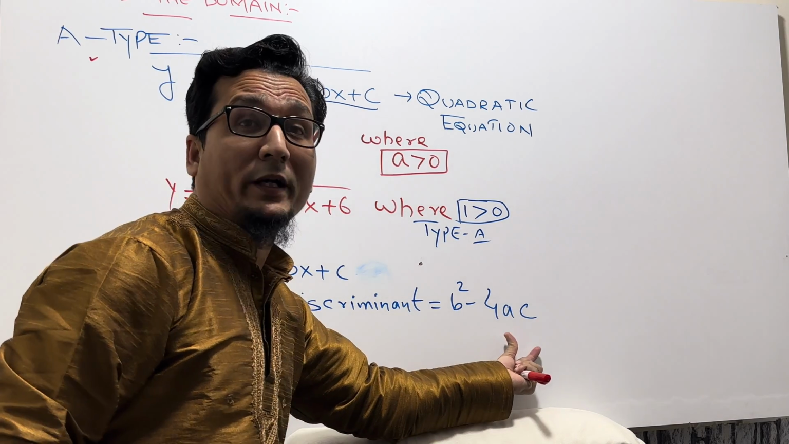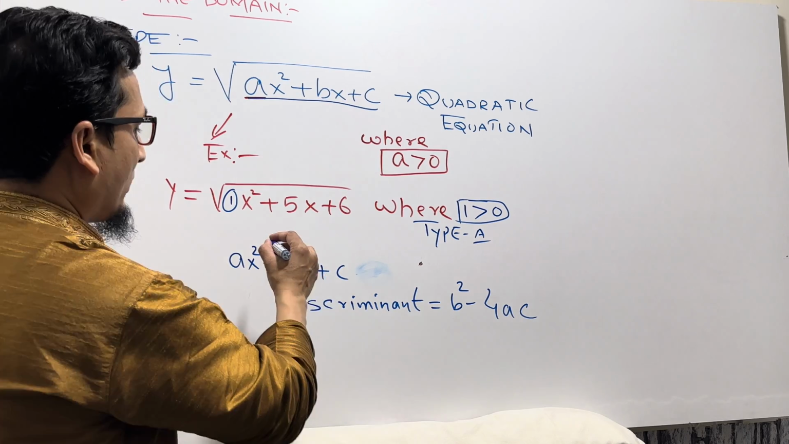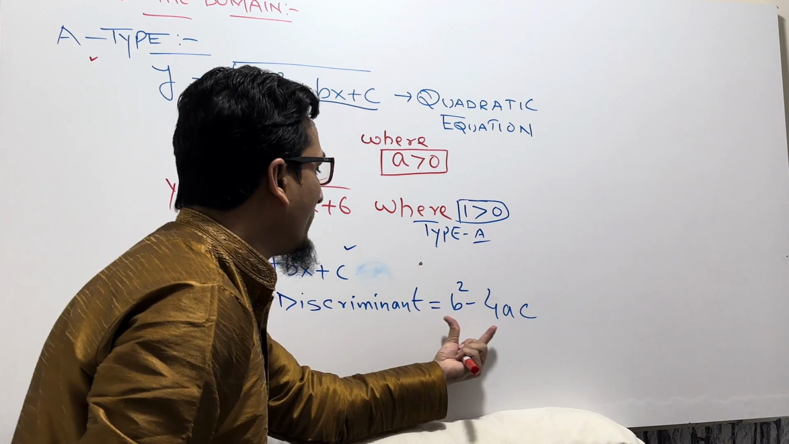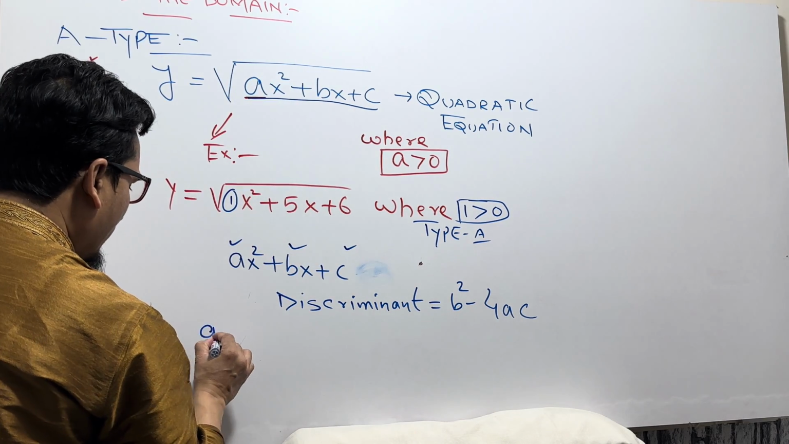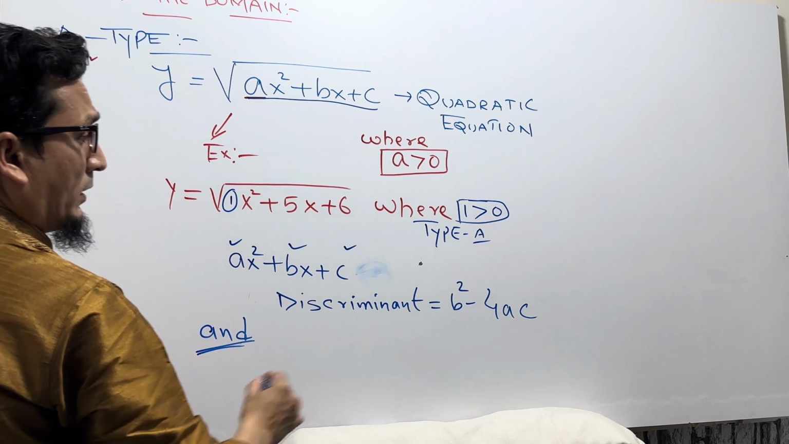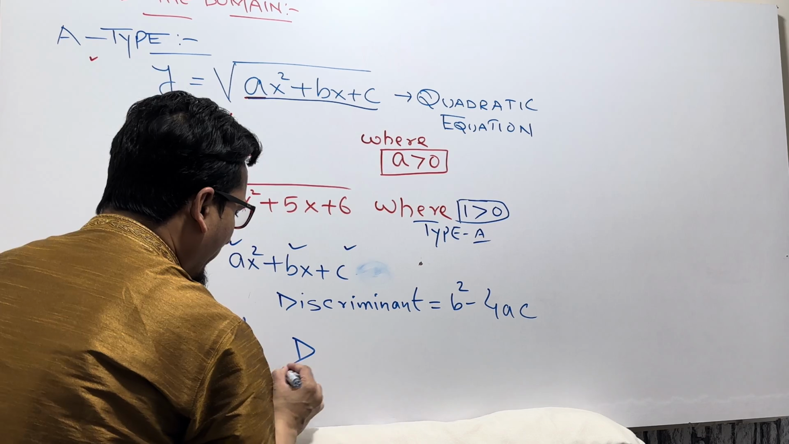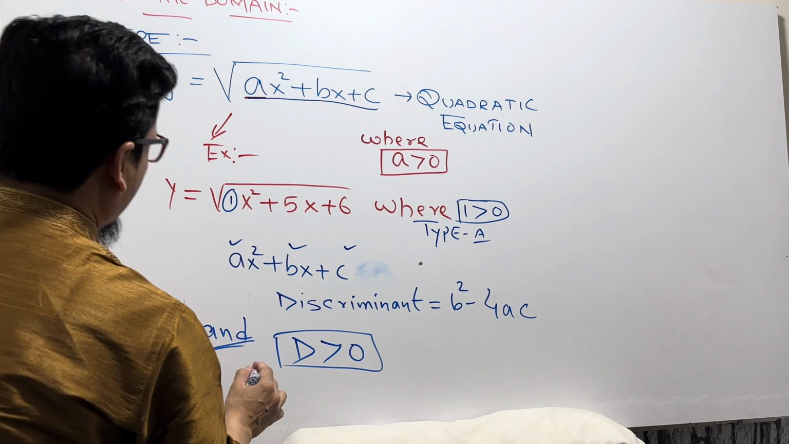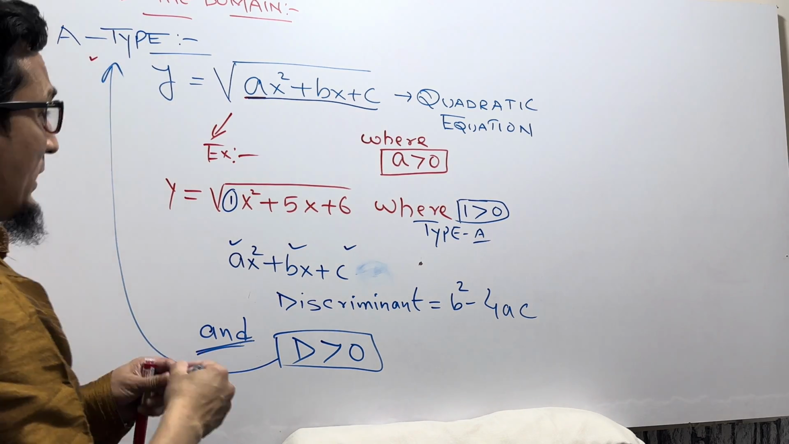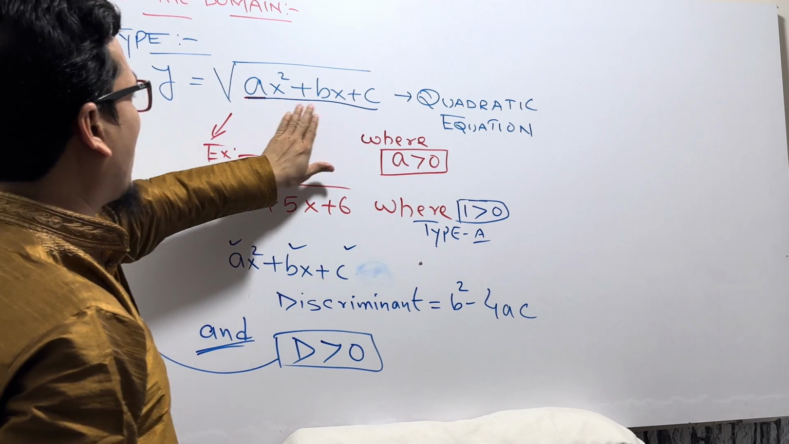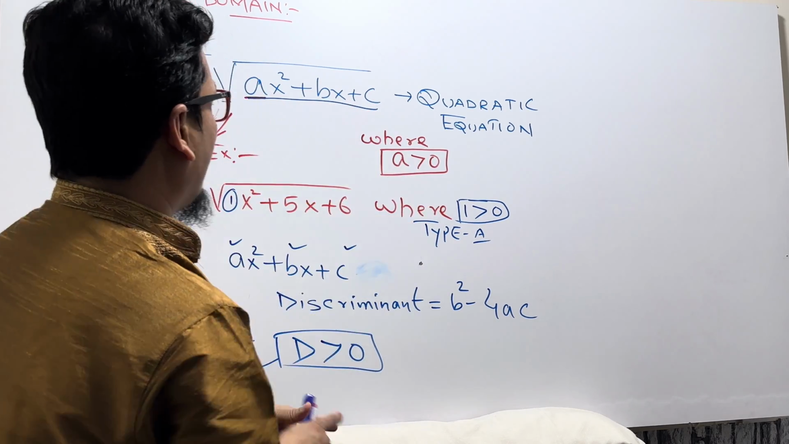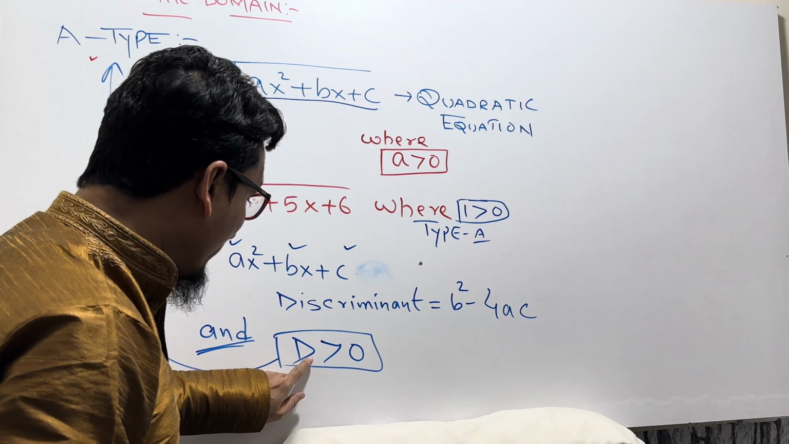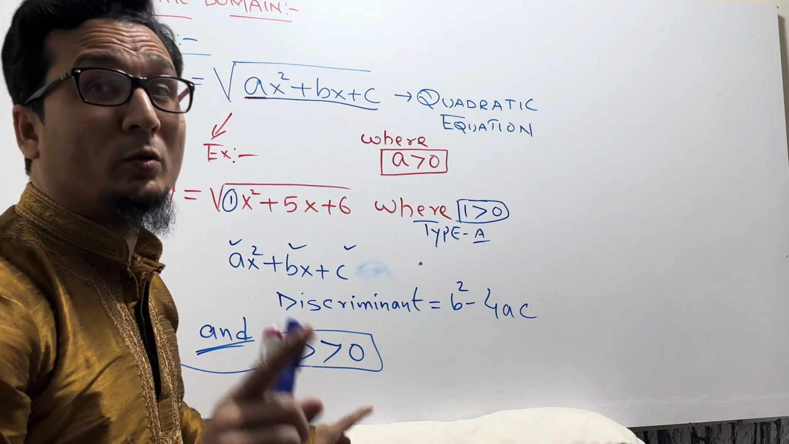Discriminant is equal to b square minus 4ac. b is this one, 4 is the number, a is this one, and c is this one, right? So discriminant is b square minus 4ac, and I'm going to write d for discriminant. D must be greater than 0. This is also a condition of type A, right? You can say ax square plus bx plus c, where a is greater than 0, number 1, and the discriminant must be greater than 0. Discriminant is always greater than 0, not equal to 0, right?